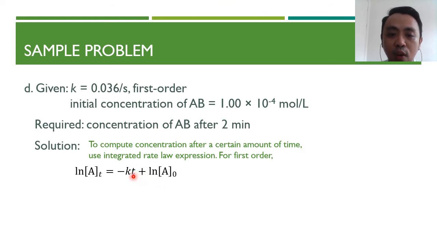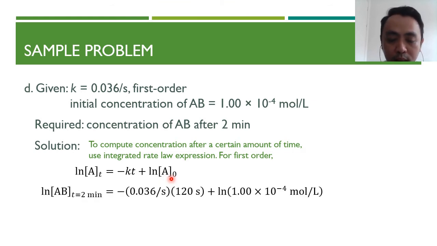Substituting then the value of the K, the T, and the initial concentration of AB, we then have the following. So K is equal to 0.036 per second. That's our K. While for the term Ln, concentration of A sub 0, A sub 0 represents the initial concentration. The initial concentration is 1 times 10 to the negative 4 mole per liter.